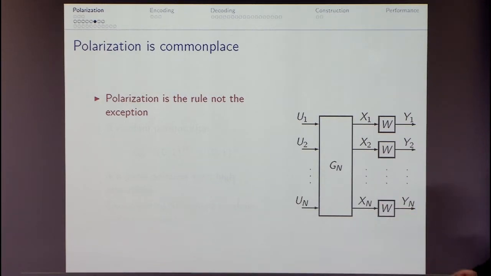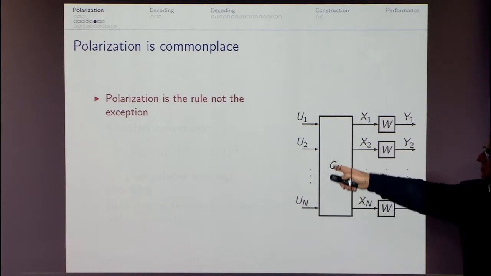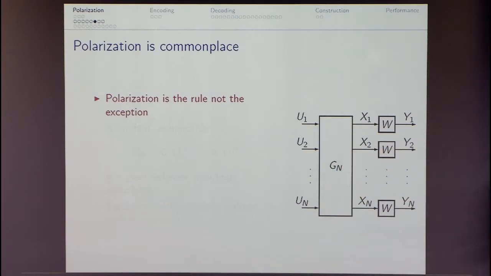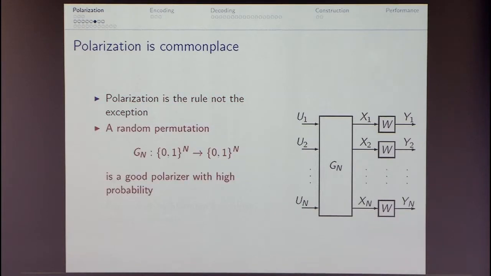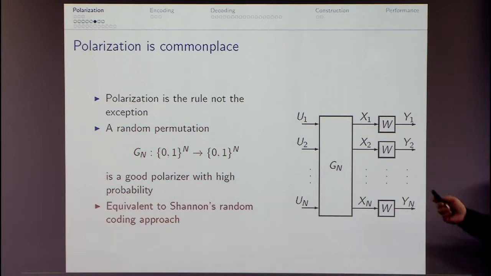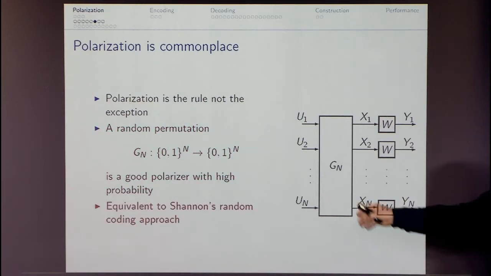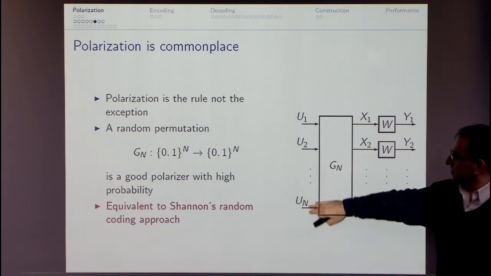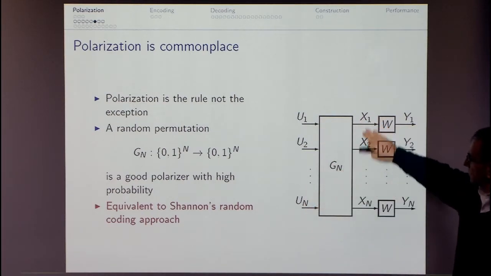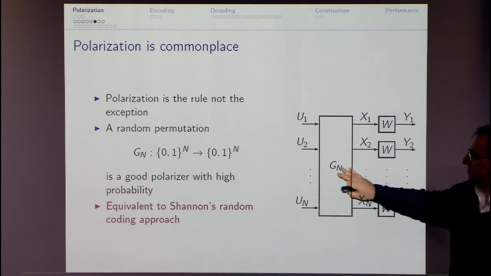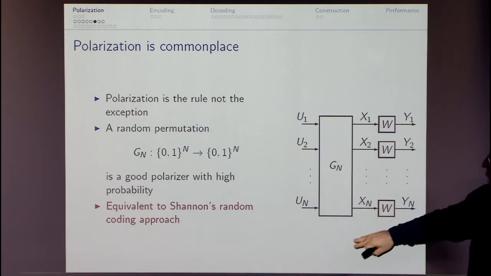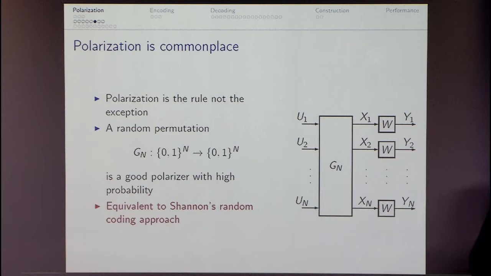Okay, so what I have said, let me say it again very quickly. Polarization is commonplace. Okay, so it's the rule rather than exception. You plug in here almost any matrix, you will have good polarization. A random permutation will do. And in fact, if you use a random permutation from binary n-tuples to binary n-tuples, this is equivalent to, permutation is not a matrix, of course. A random permutation is equivalent to Shannon's random coding approach.